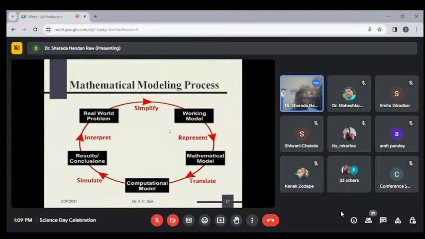Okay, first you have to collect the real world problems. The main portion of mathematical modeling is to go through the real world problems. What is our challenge, what is the problem? Just think about them and simplify it, and then make the working models, with some assumptions you have to make for this model, and it should be a working model.